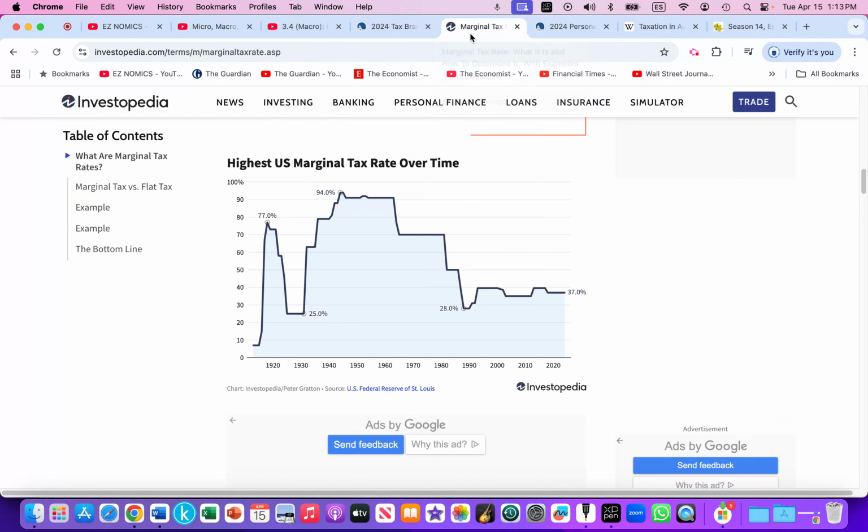Why would we do that? Well, let's look at the history of the highest marginal tax rates in the United States over time. And you might be shocked to discover that the highest income tax brackets were taxed at 94% of any amount above that tax bracket. And this was around 1942, during World War II. It went up again in 1945, and it stayed up there throughout the 1950s into the 1960s.